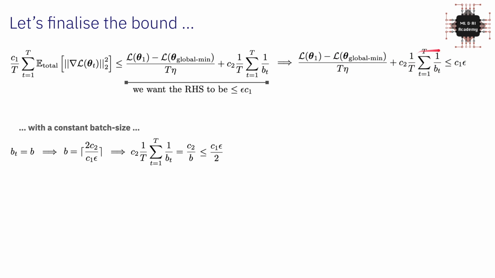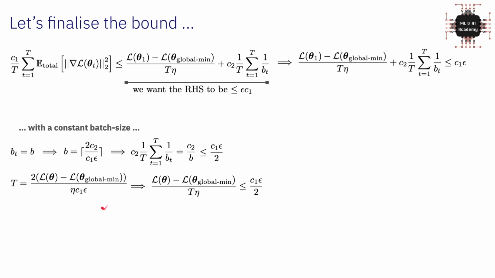And now remember that the sum of these two needs to be less than C1 epsilon. So we're going to make this less than half of that, and the other term also less than the other half. So in order for this to be less than half, if we pick B to be 2C2 over C1 epsilon, we can show that C2 times 1 over T, the summation of 1 over BT, which is just this term here, will be less than C1 epsilon over 2, which means it's less than half of this term here. And now we need the other term to be also less than half. So for that, we need to choose T to be this equation here, which is just an order of 1 over epsilon, really.